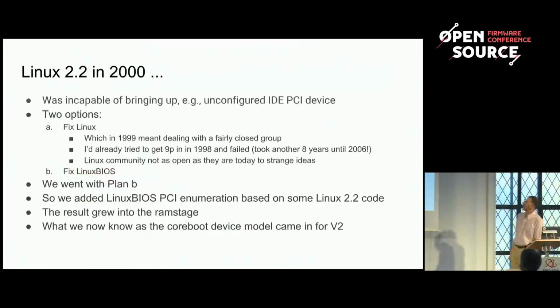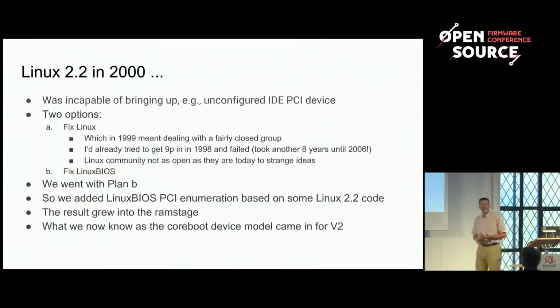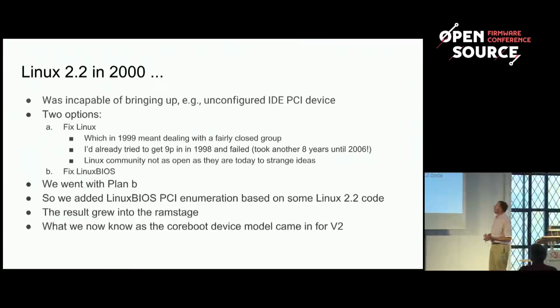So Linux 2.2 couldn't do it in 2000, and so we were really staring two options in the face. One option was fix Linux, right? Fix Linux's PCI and probing and all that stuff to work correctly when there wasn't a BIOS.